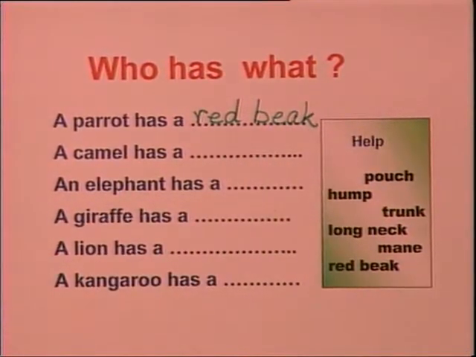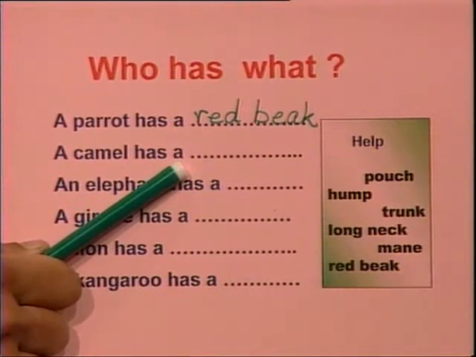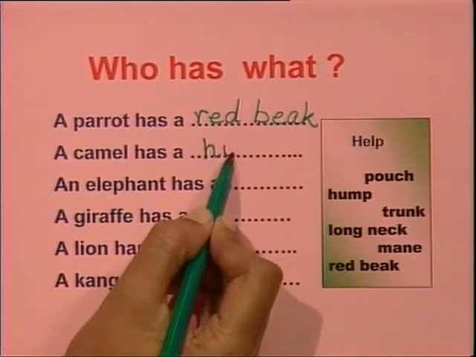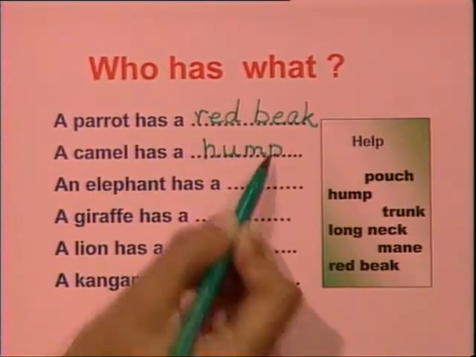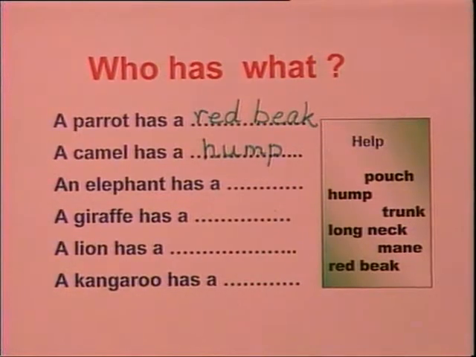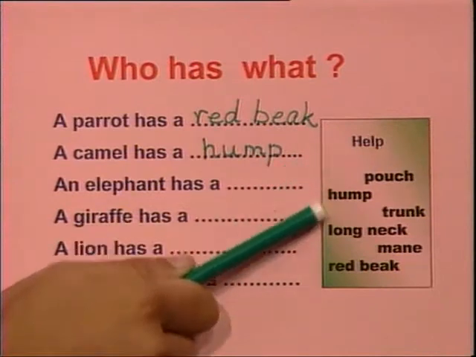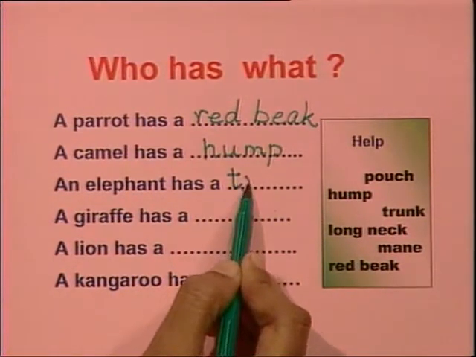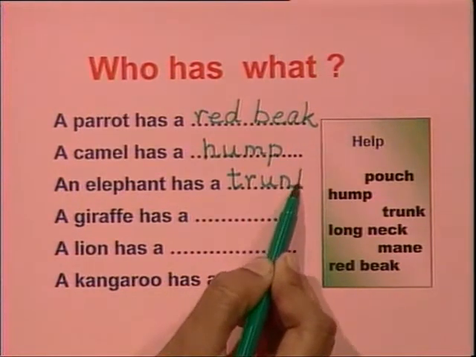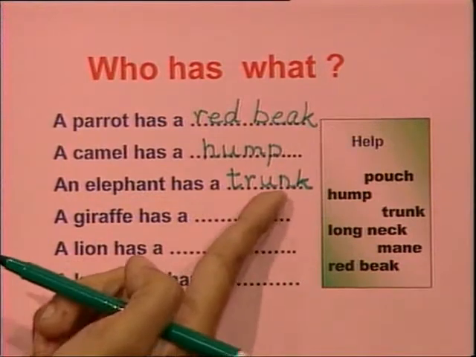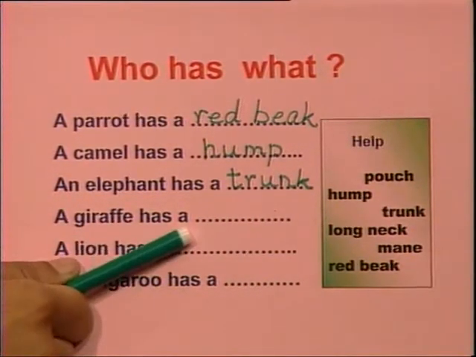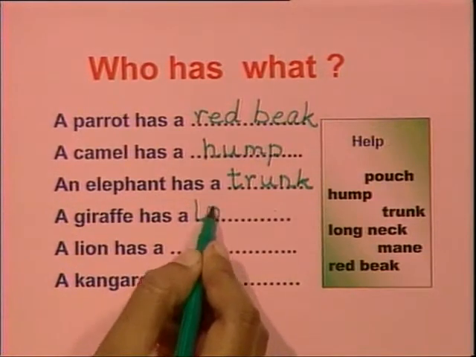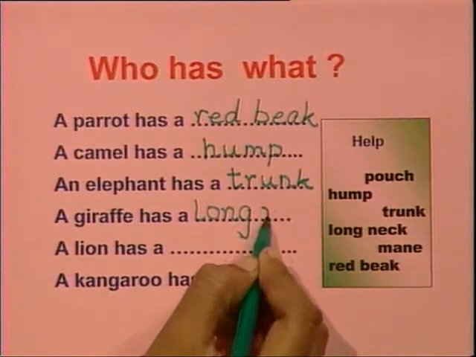Next sentence. A camel has a what did he have? Yes, he had a hump. So we will fill in hump. H-U-M-P. A camel has a hump. Next one. An elephant has a, let's find out here, trunk. An elephant has a trunk. T-R-U-N-K. An elephant has a trunk. Next one is, a giraffe has a what? Yes, a long neck. Let us fill in here. A giraffe has a long neck.